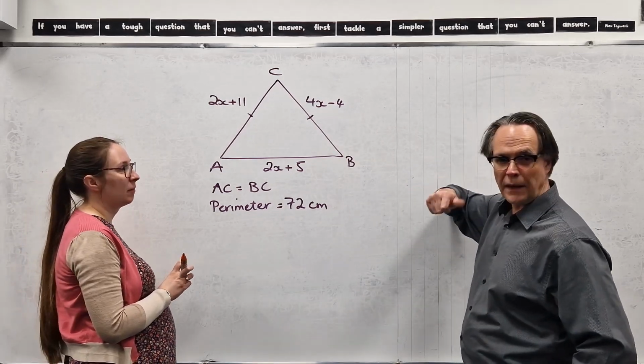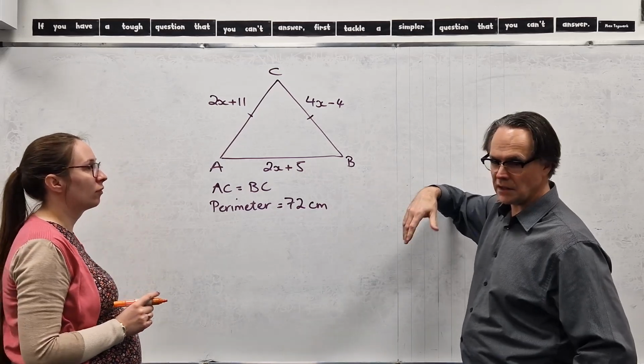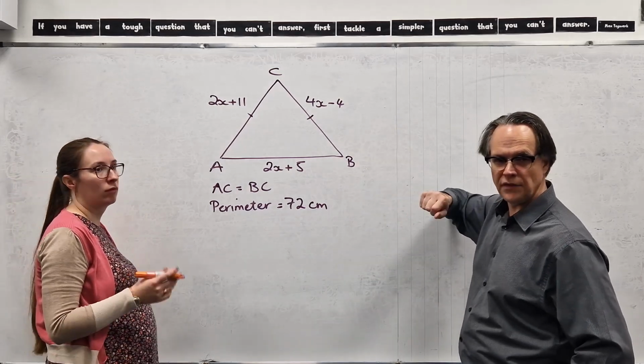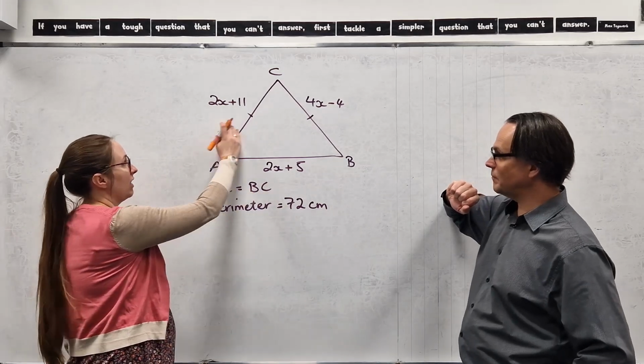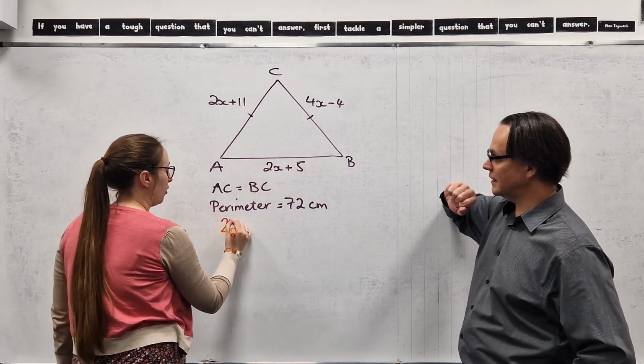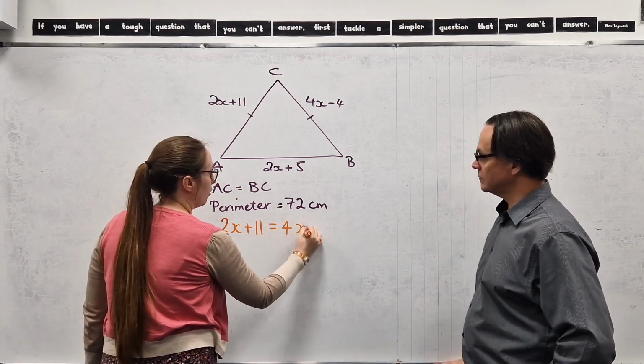One of the basic ideas that you should always have is try and find two things that are equal, put them equal to each other, see if you get an equation that you can solve. So it literally tells you it here as well. AC equals BC. So we've got 2x plus 11 is equal to 4x minus 4.